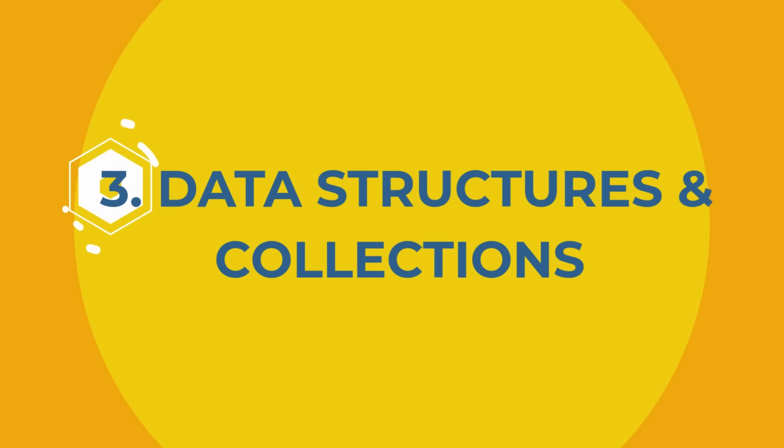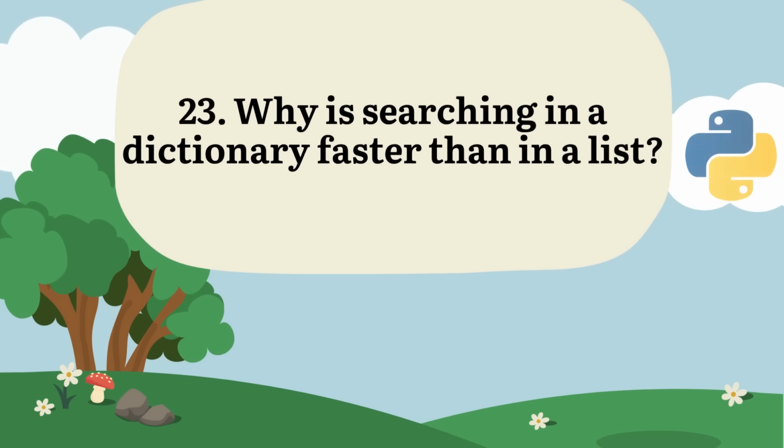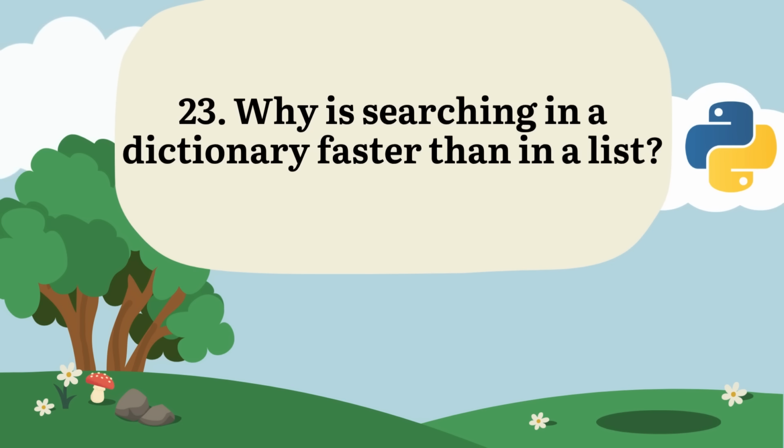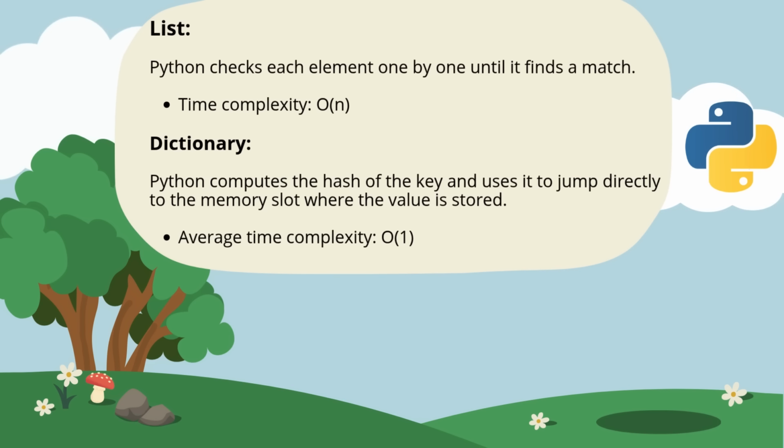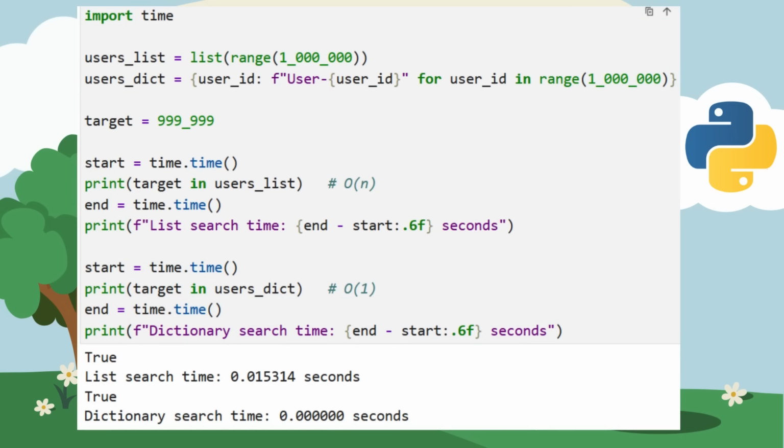Here's the question. Why is searching in a dictionary faster than in a list? In a list, Python searches one item at a time, which takes O of n time. But in a dictionary, Python uses a hash table. It computes a hash of the key and jumps straight to the memory slot, in average O of 1 time. That's why dictionary lookups are super fast compared to lists.